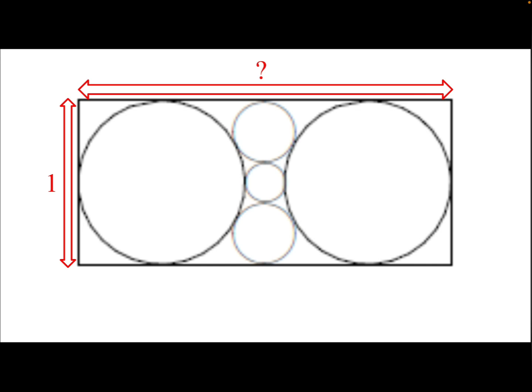The 2 circles at the side are identical, and in the middle, the top circle and the circle at the bottom are also identical. Find the length of the longer side of the rectangle.